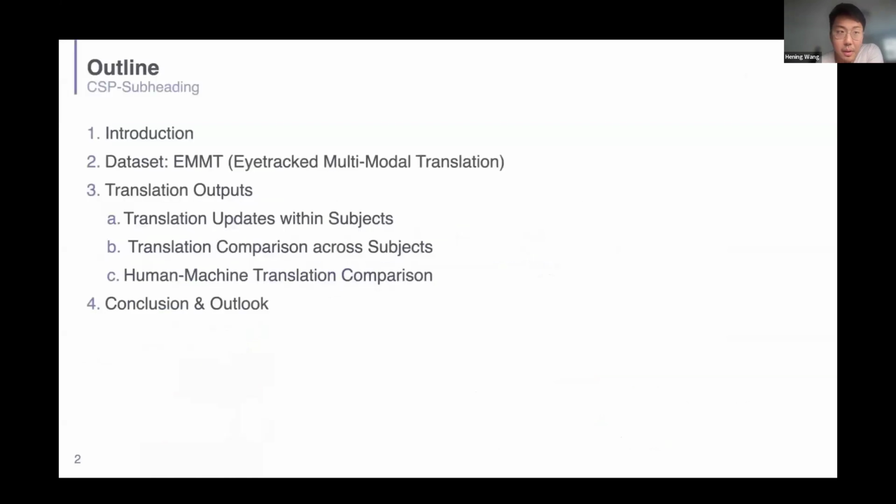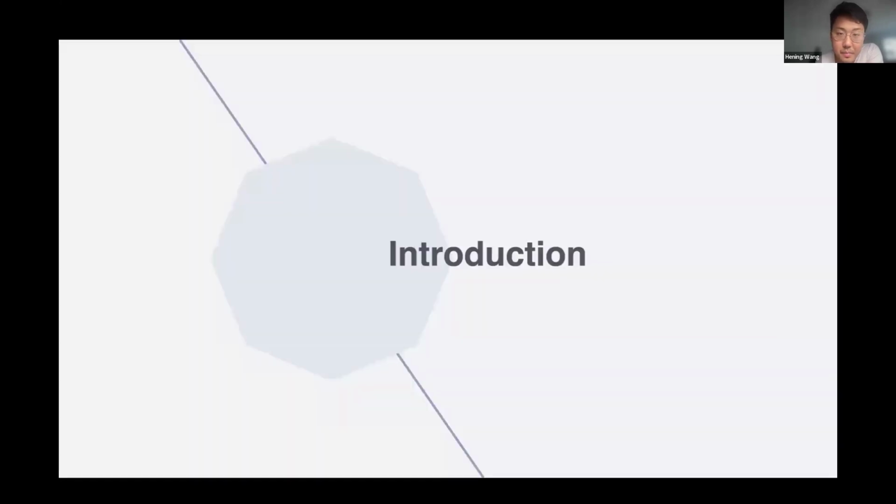I will first give you a brief outline. I will first introduce our phenomena, and then I will introduce our data set, and then I will present the results of our analysis. And finally, I will conclude with an outlook.